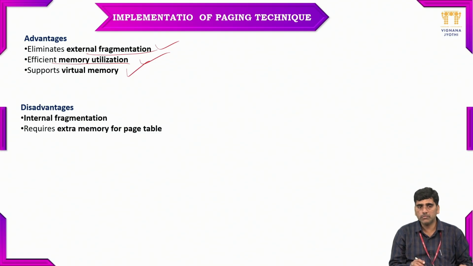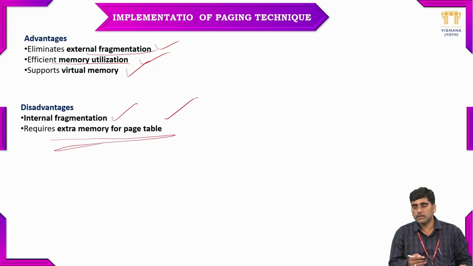The main disadvantage is this: while eliminating external fragmentation, we obviously face the problem of internal fragmentation, and it requires extra memory for the page table also. So this is the way we can perform the paging process.